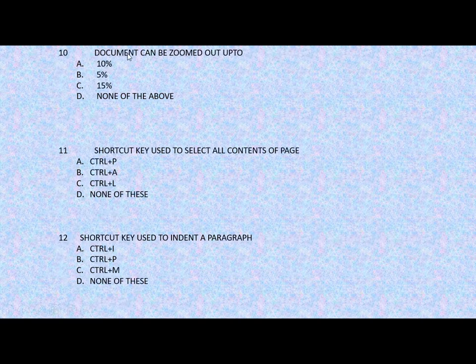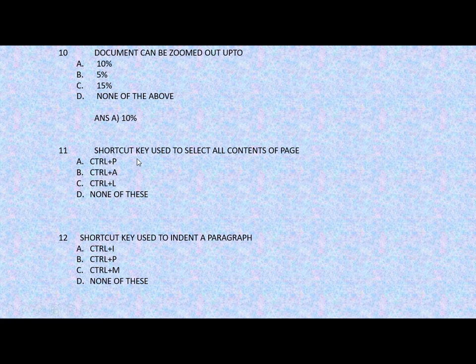Next question is, document can be zoomed out up to 10%, 5%, 15%, or none of the above. Zoomed out means up to which extent we can make it of minimum size. So the correct answer is A, that is 10%. So up to 10% we can make it small and see the document.